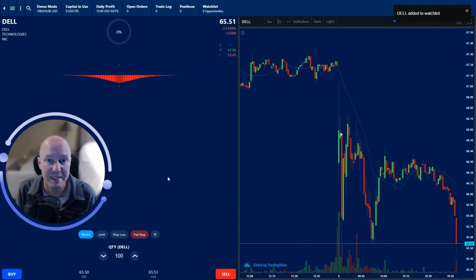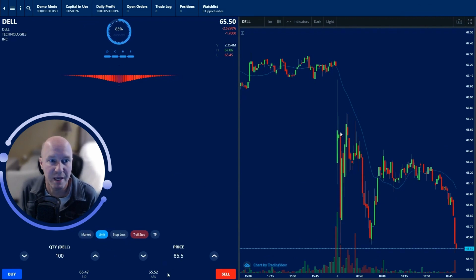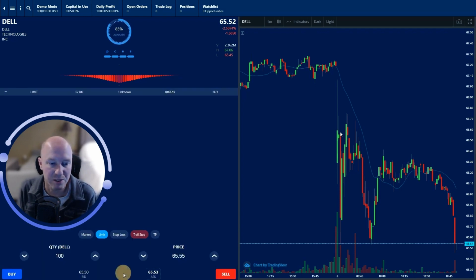I see that now Dell is presenting itself as an opportunity, another oversold position, 85%. I immediately use a limit order and select the ask so I can enter into the position. I buy 100 shares.